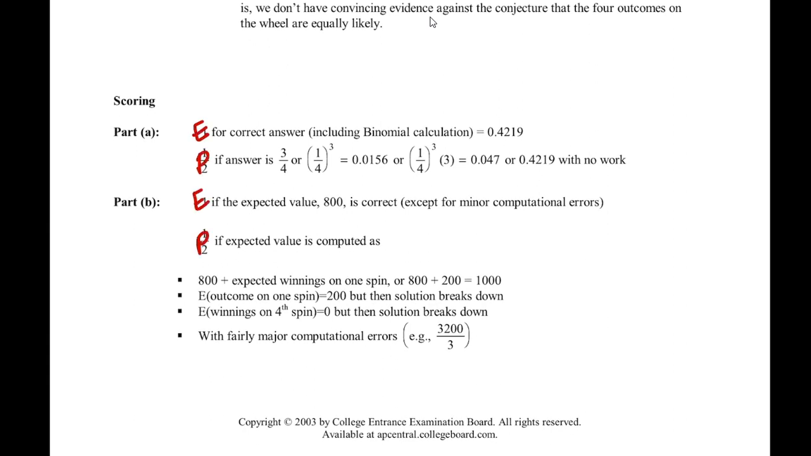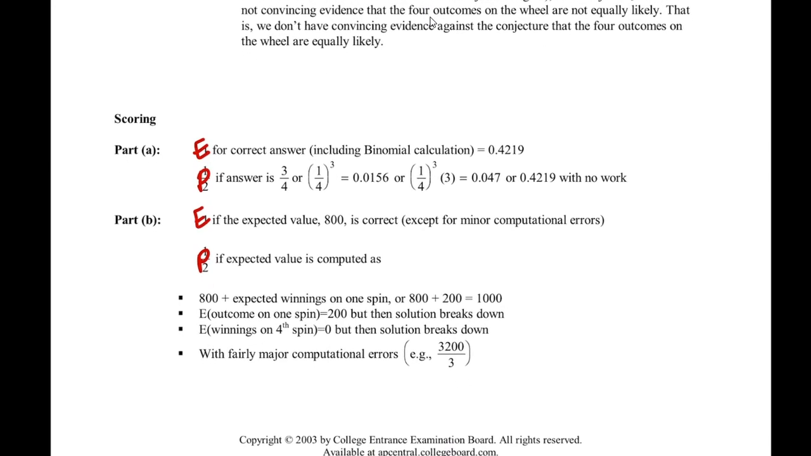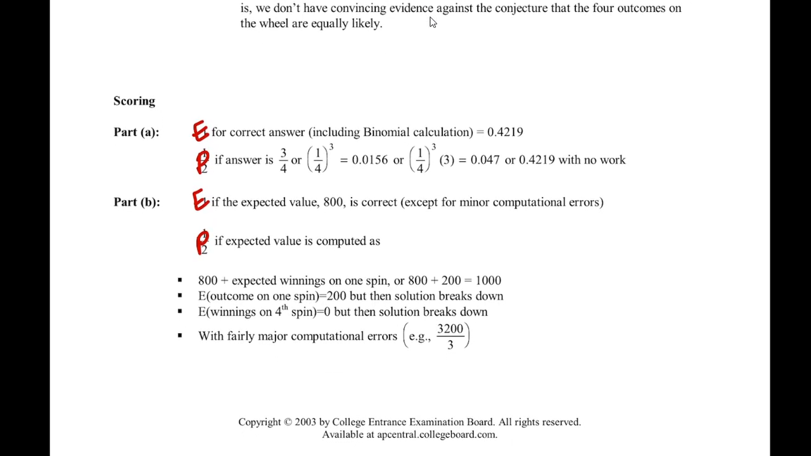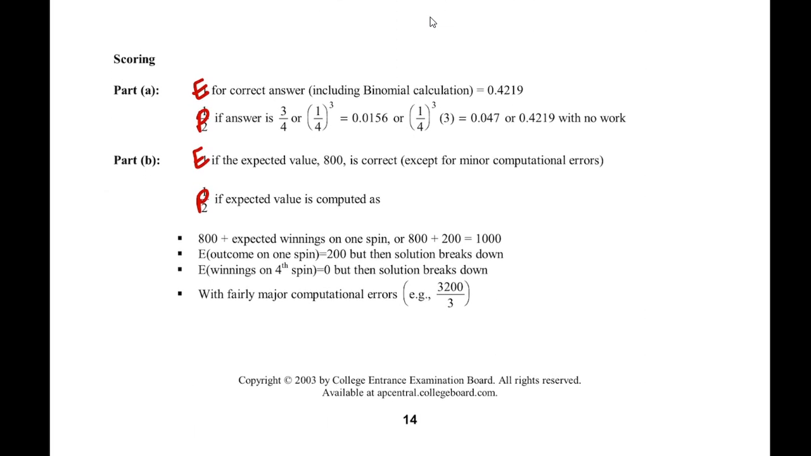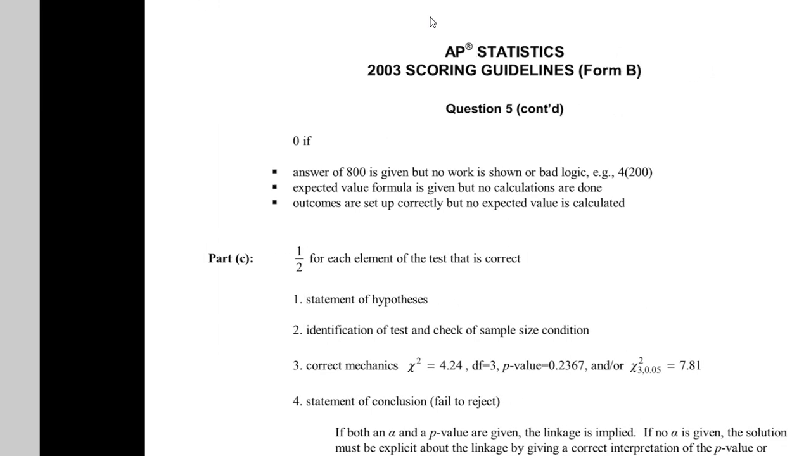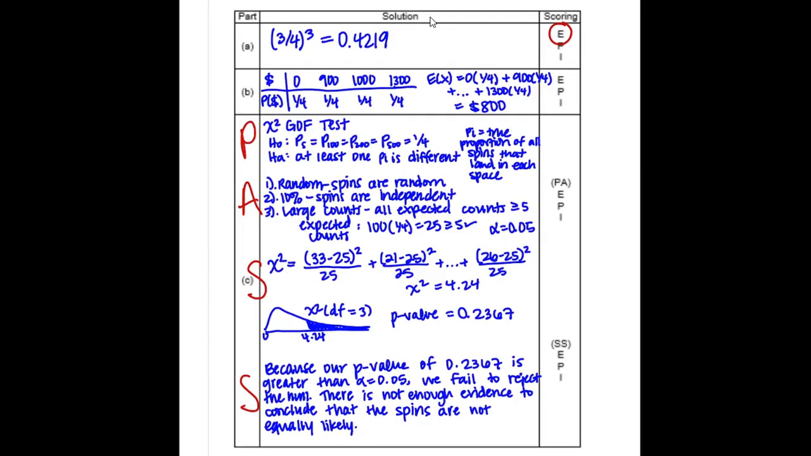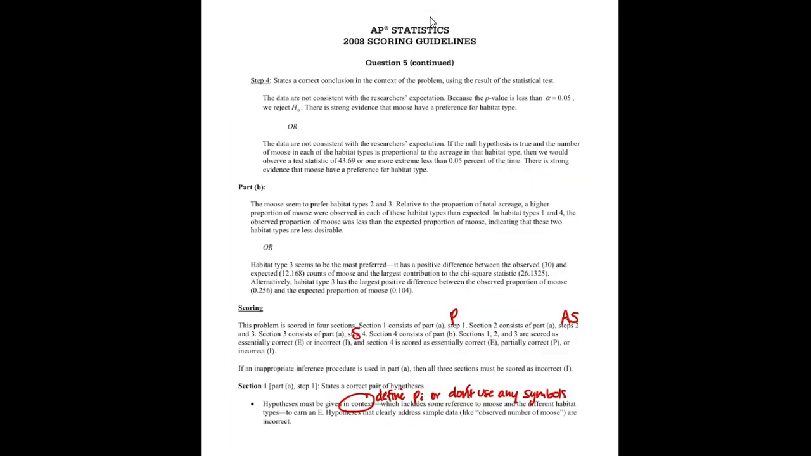And so they have correct answer 0.4219. And see how you get a P if you didn't show any work. So make sure you showed work. So for me, I did a great job showing work. I'll give myself an E. The second one, we have 800 is there. And then P if you made a mistake somewhere, and then you have some computational errors. And then if you give 800 but with no work, etc. The formula is given but no calculations are actually done, etc. So again, I showed my work, got the answer, that's an E.